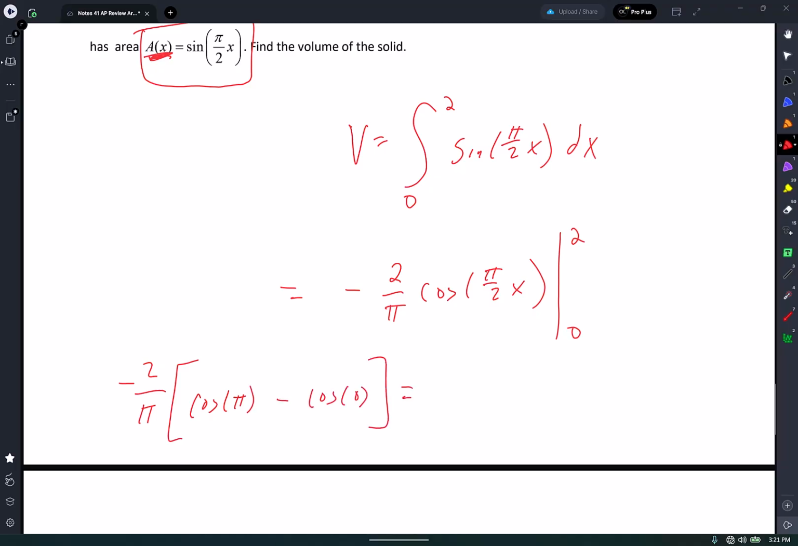Are we still okay? Negative 2 over pi times cosine of pi is, do you remember? Negative 1, and cosine of 0 is another 1. What's negative 1 minus 1? Negative 2. What's negative times a negative? So I'm going to have 4 over pi. Does everyone see how I got 4 over pi? That was negative 2 times negative 2.